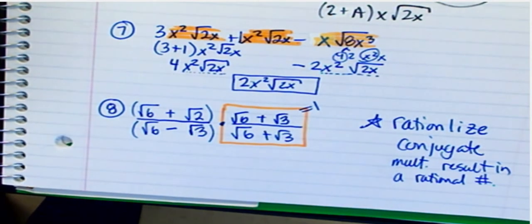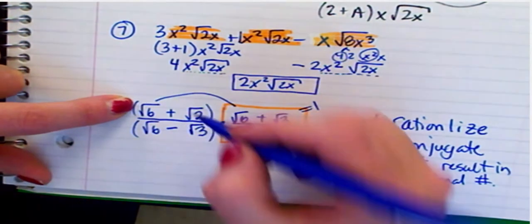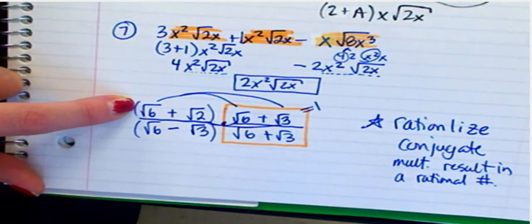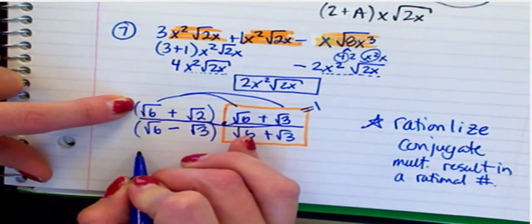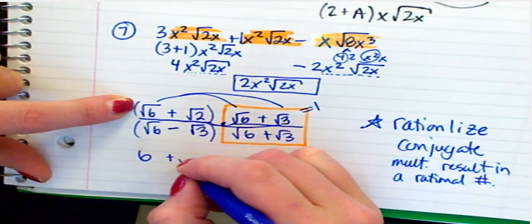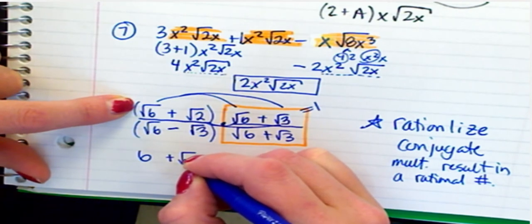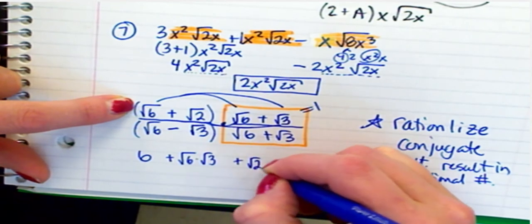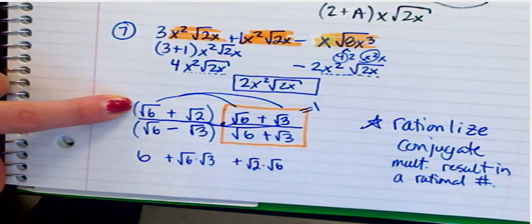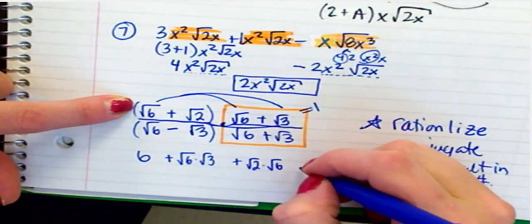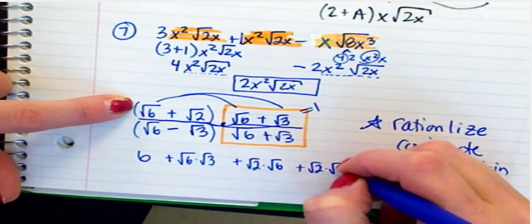I'm going to FOIL. It's multiply. FOIL. First, outer, inner, last. Okay, first, root 6 times root 6. Outer, root 6 times root 3. Inner, root 2 times root 6. I wouldn't usually write it out like this, but I want to see that you're just multiplying. Last, root 2 times root 3.